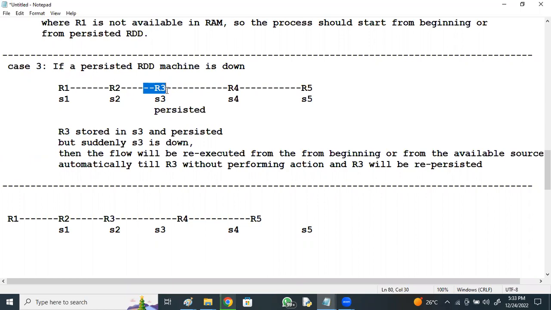Next, if I execute the flow from the starting, R3 partitions can be stored in the same other 2 slaves or different slaves. The same slaves it will use, and in place of the failed slave it will use a new slave. Right. Now observe this case 4 here. Everyone try to observe this case 4.